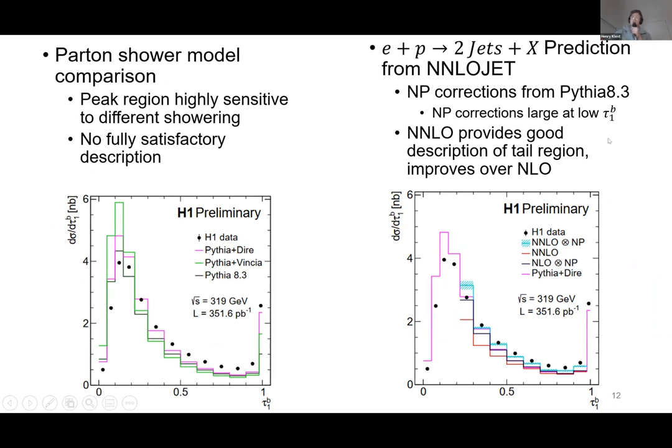We also have comparisons of the process ep to 2 jets plus X from NNLOJET. And here non-perturbative corrections are just taken out of Pythia. In general, they're large at low tau_1b, which is expected. But the NNLO plus non-perturbative corrections does quite a good job, the best job at describing the tail region, which is to be expected, so that's good. And you can see here the difference between the red and the light blue is quite sizable at lower tau_1b.